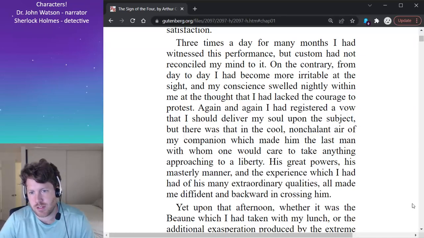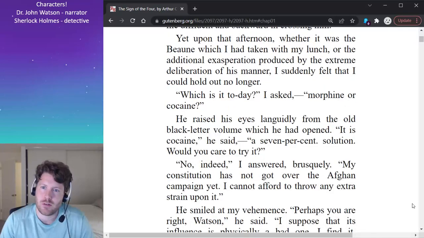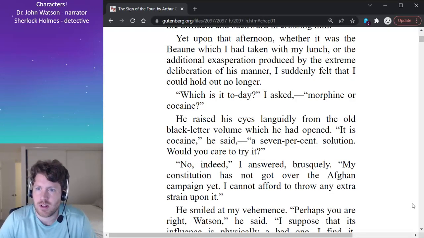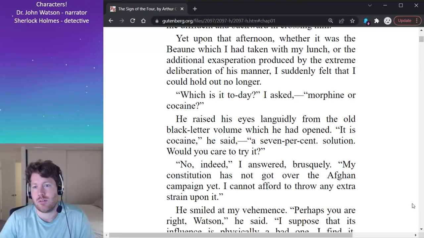His great powers, his masterly manner, and the experience which I had of his many extraordinary qualities all made me diffident and backward in crossing him. Yet upon that afternoon, whether it was the Beaune, which I'm guessing is an alcohol of some sort, which I had taken with my lunch, or the additional exasperation produced by the extreme deliberation of his manner, I suddenly felt that I could hold out no longer.